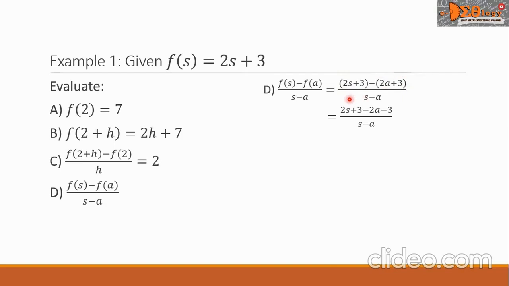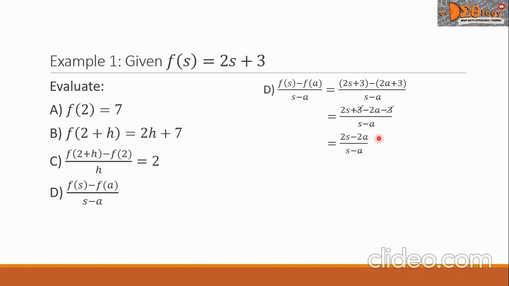So we have now (2s + 3 − 2a − 3) all over (s − a). Did you notice this is positive 3 and this is negative 3? When we combine together, it becomes 0. So we have now (2s − 2a) all over (s − a).